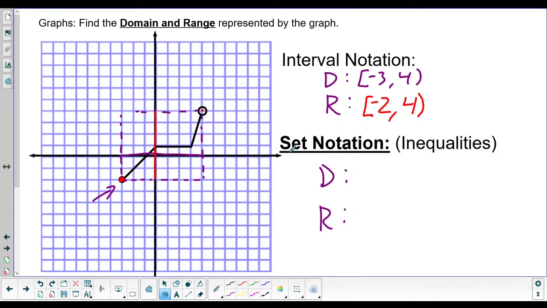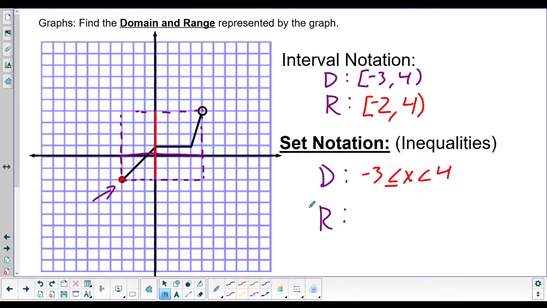Now we have to do set notation with our inequalities. Domain is x. We're going to put less than, less than. It goes from -3 up to 4. This has a bracket because it's including that, so it can be equal to. The 4 has a parenthesis. It's open, so it can't equal that, so we just leave it as a less than with no line under it.